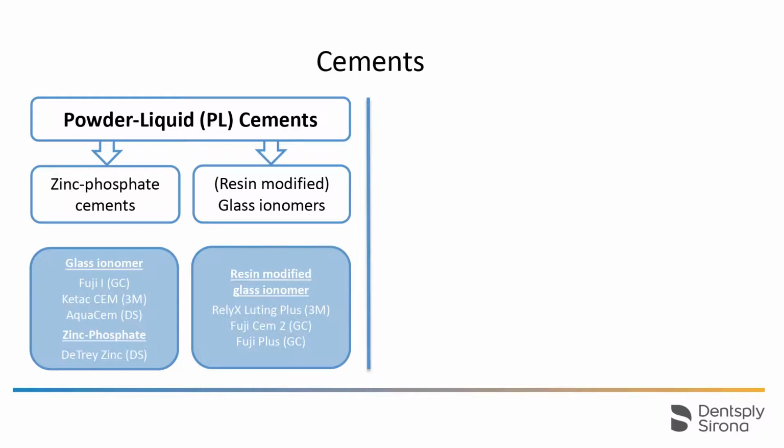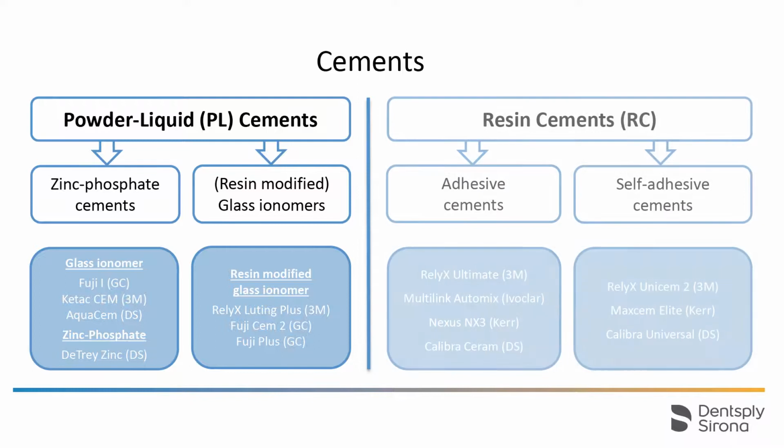This presentation gives the names of different competitor products from different cement categories. Well-known brands in the powder liquid cements sector are Fuji and Ketac Cem. Key competitors from the adhesive resin cement category are RelyX Ultimate, Multilink Automix, and Nexus NX3. RelyX Unicem and Maxcem Elite are key competitor products for self-adhesive resin cements.